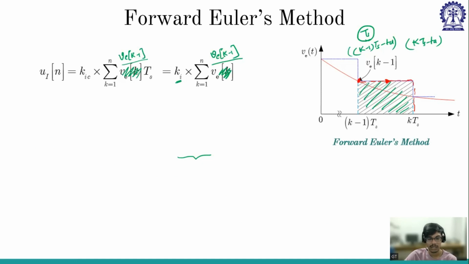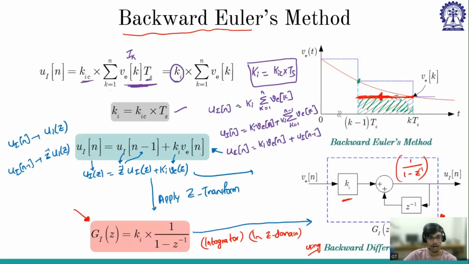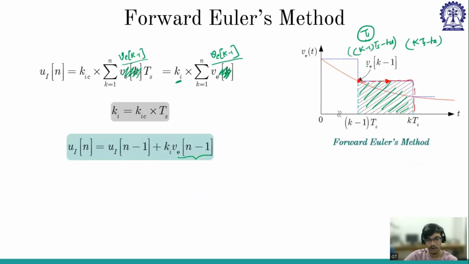We'll discuss the advantages and disadvantages of each method, but we are trying to get the transfer function currently. So this is taking V of k, because of which we are getting V of n here. This is taking V of k minus 1, because of which we are getting V of n minus 1.